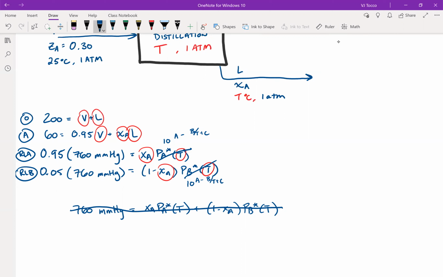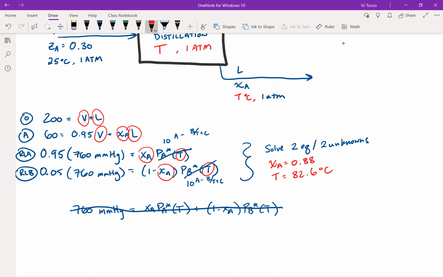So I'm not going to show you the mechanics of how you'd go through and solve this just yet. I want to focus on just talking about the problem before I show you exactly how you would use solver. So I'm going to go ahead and solve that now, and I'll just tell you what the result is when you solve for XA and T in the system of 2 equations, 2 unknowns. The result is that XA is equal to 0.88 and my temperature is 82.6 degrees Celsius.